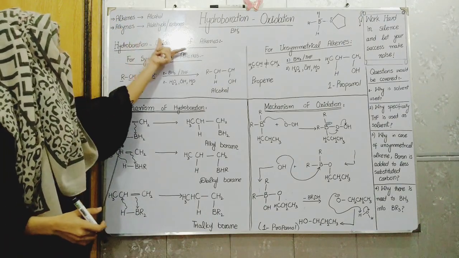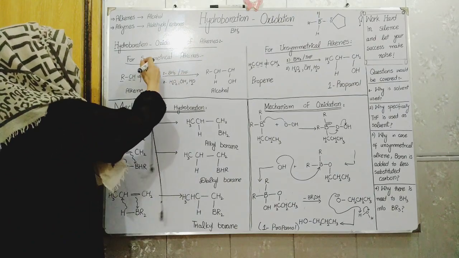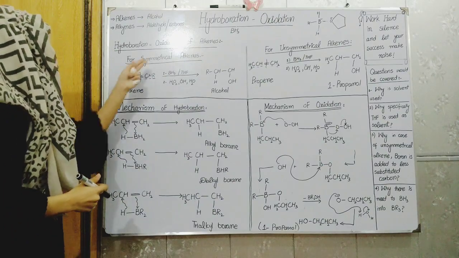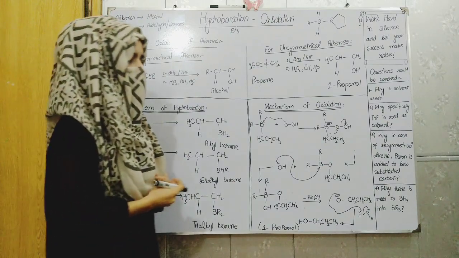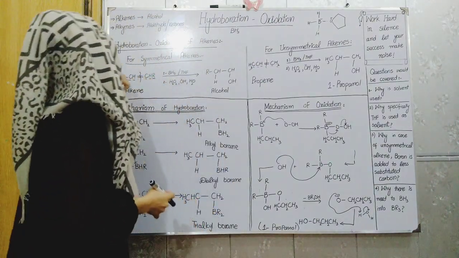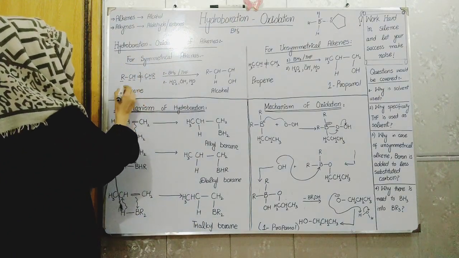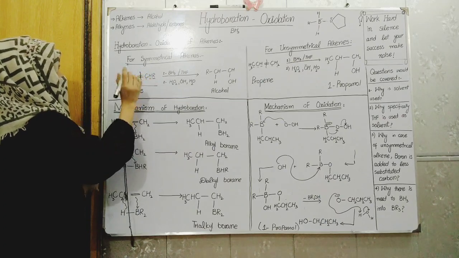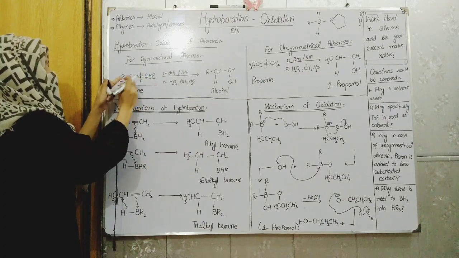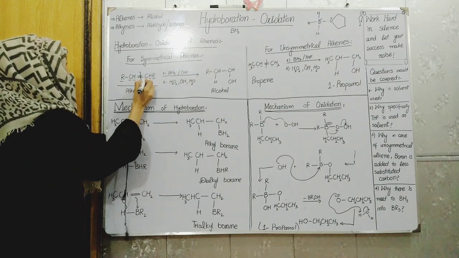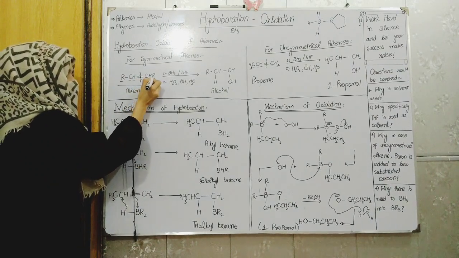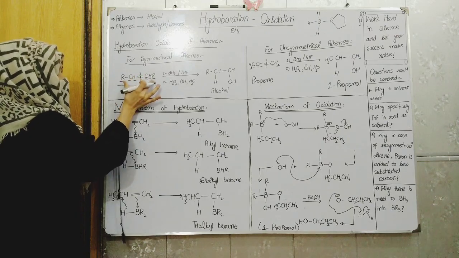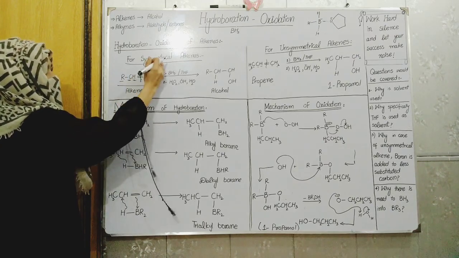So hydroboration oxidation of alkene is again categorized into symmetrical alkenes and unsymmetrical alkenes. You may be familiar with the term symmetrical alkene. Symmetrical alkenes are those where, as you can see in this case, on either side of the double bond the same groups are present, like one carbon, one hydrogen and alkyl, one hydrogen, one carbon and alkyl. So we will call it symmetrical alkene.